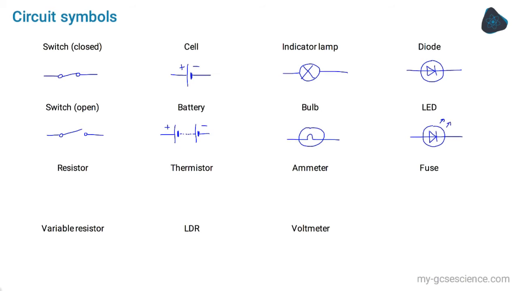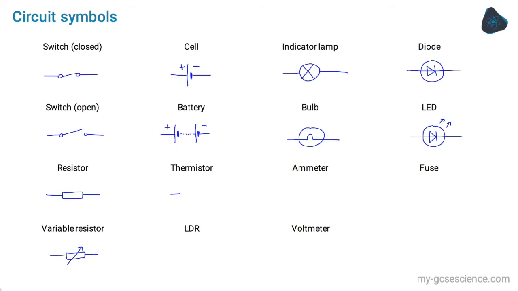Next, let's go on to the four types of resistors that you need to know about for your exam. A fixed resistor is very simple to draw. It's just a rectangle with its two connecting wires, as shown. A variable resistor is almost the same. The only difference is that you also draw a diagonal arrow through it, like this. You can change the resistance of a variable resistor.